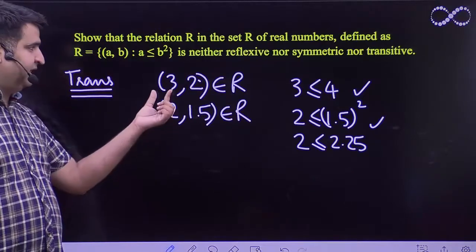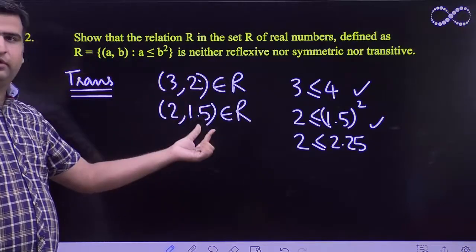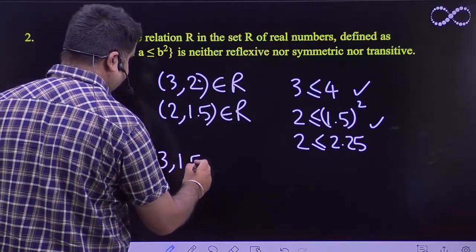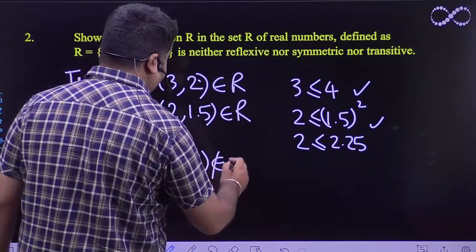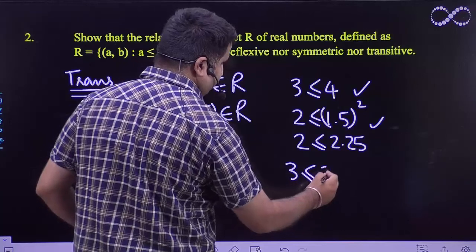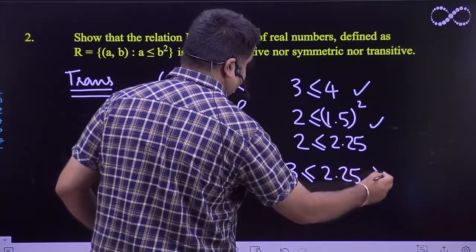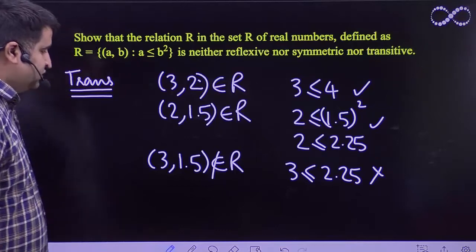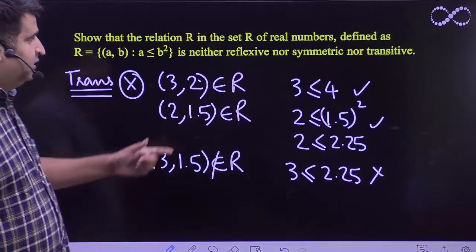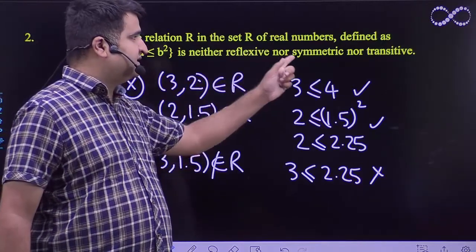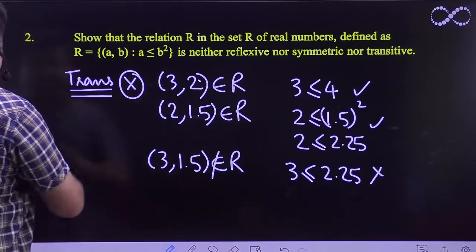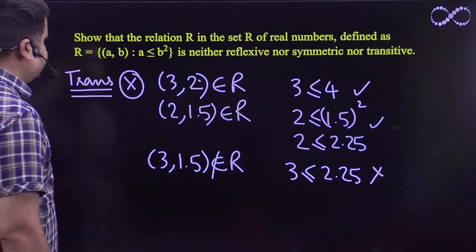For the transitive property, if (a, b) is there and (b, c) is there, we have to check for (a, c). So for (a, c), we take (3, 1.5), which does not belong to R, since 3 is not less than or equal to 2.25. So this is not a transitive relation. Therefore, we proved that this is neither reflexive nor symmetric nor transitive. Let's move on to the next slide and see the next question.